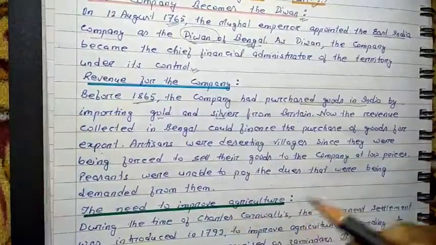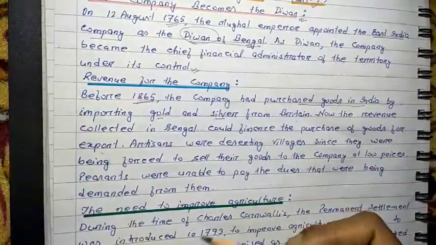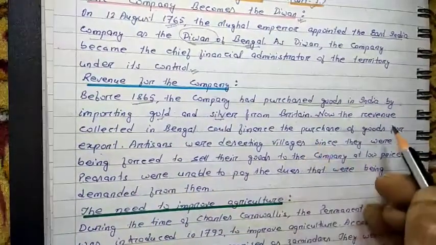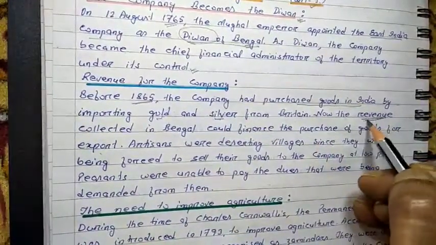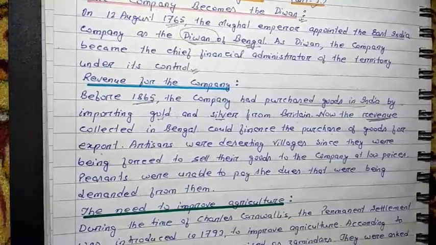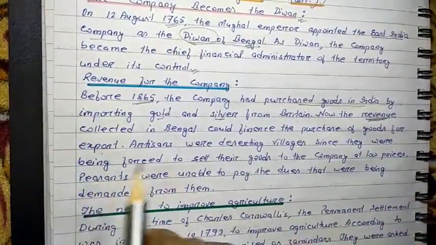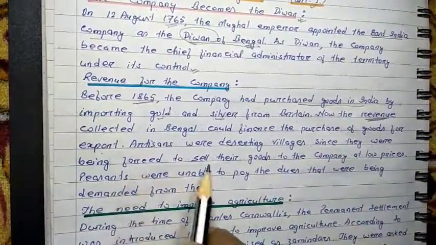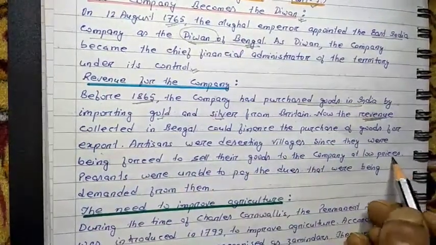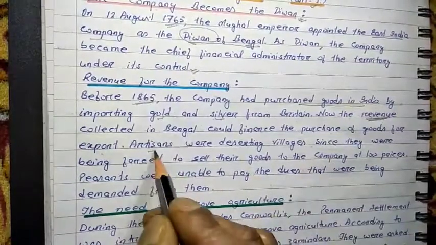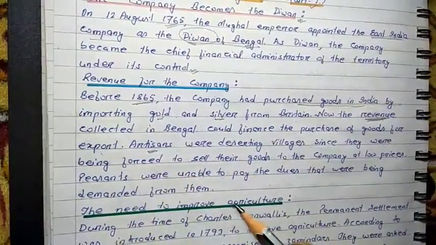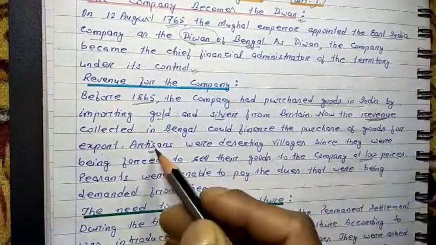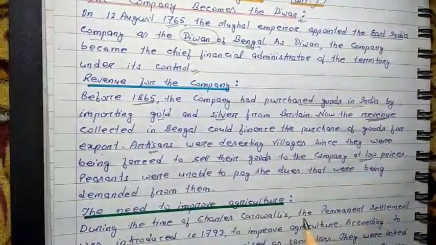But now, after getting the Diwani rights, the East India Company stopped bringing gold and silver from their country, but used the revenue which was collected from India itself to purchase different things in our country. Artisans were deserting villages since they were being forced to sell their goods to the company at low prices. The artisans who were producing different things were forced by the East India Company to sell their goods at low prices. As a result, the artisans started to leave the villages.